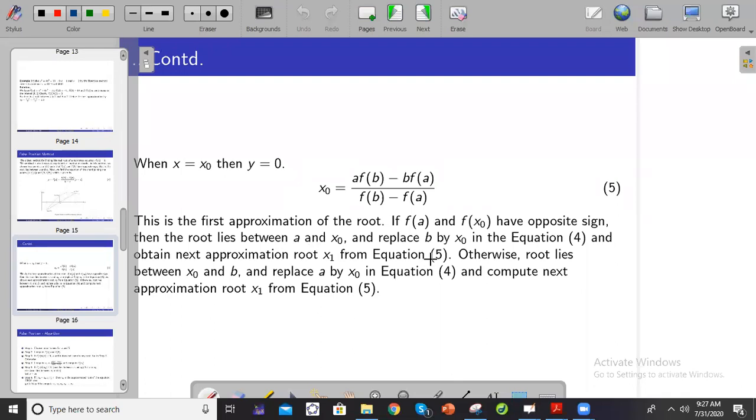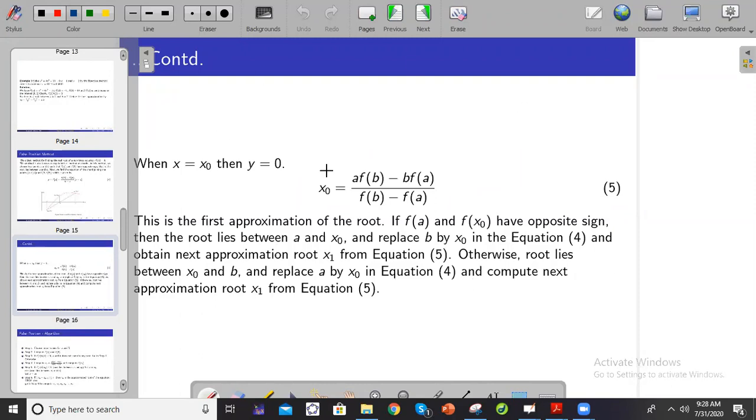Otherwise, if the product of f a and f of x naught does not have negative sign, okay, हामी के गर्छौं? The root must lie between x naught and b. यो हुन्छ नै हाम्रो. यो फेल भयो भने तिमी roots find out गर्न सक्दैनौ. And replace a by x naught, b old value b नै भयो हाम्रो. Then we follow equation number 5 for the next approximate root x1. Compute the next approximate root x1 from equation number 5.